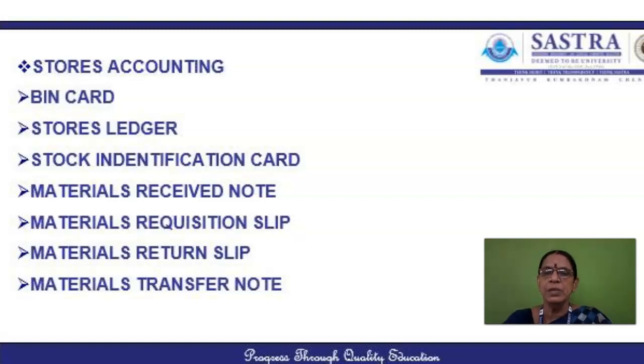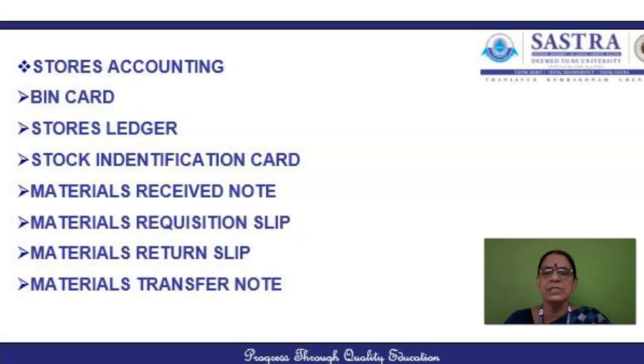The number of the returned note, MRN, will be given, and the date of the return, then from where, from the job number or the product number where it has been returned, then the code number of the materials, description of the materials, the quantity of the materials, the rate with the amount, and again the remarks should also be given. Once again it will be signed by 3 persons. One is the person who is actually returning, and the person who is actually receiving it, and the other person has to sign who is in charge of the accounts.